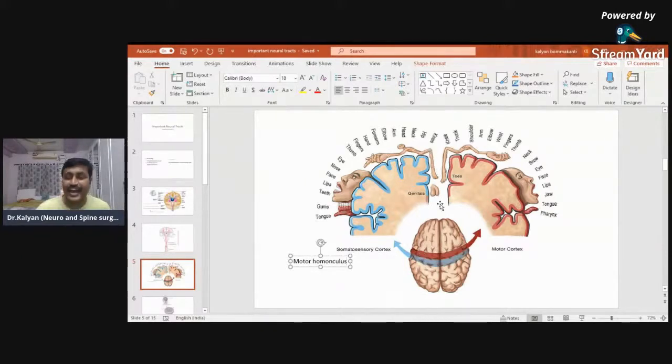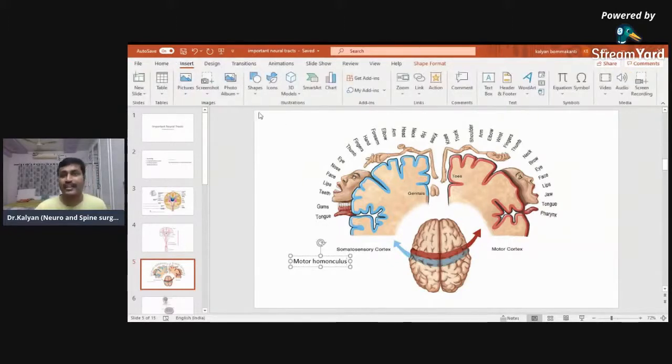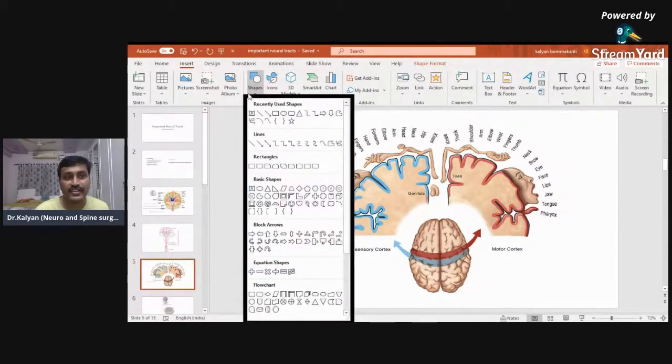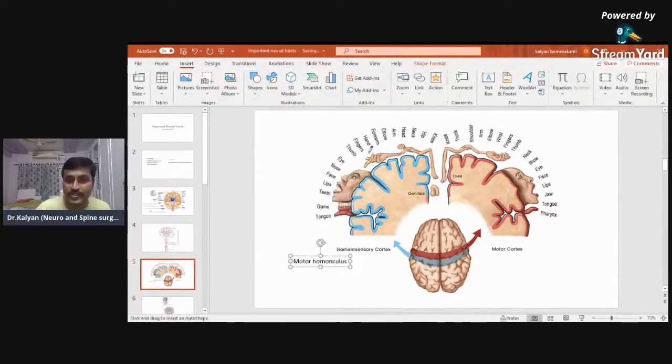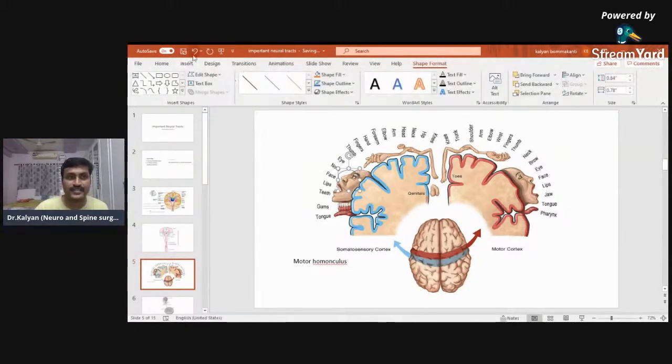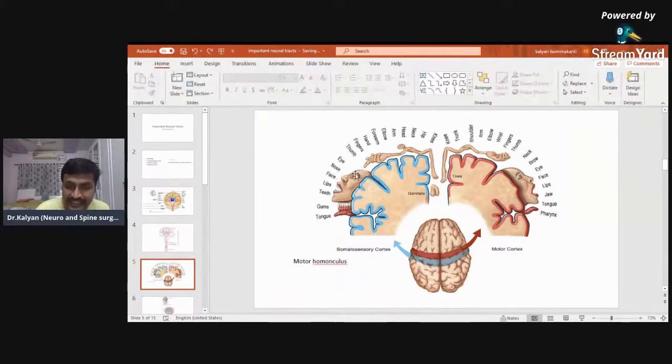So you can actually imagine that. How will you remember the motor homunculus? Last time I told you. You can imagine that a person is hanging here. This is his head. You can imagine that a person is hanging with the knee over here, legs over here. This is the medial part of the cerebral cortex. This is the lateral part. So the head is in the lateral part. We have the neck and body here, and the knee, legs and genitalia on the medial part.